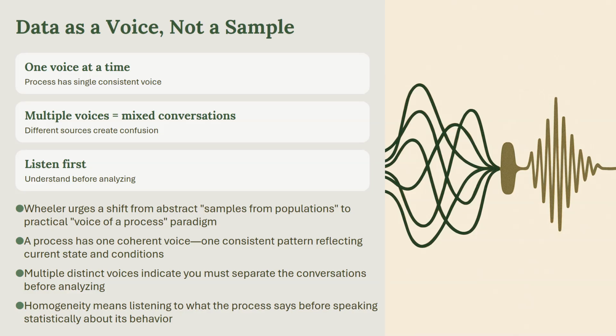A process has one consistent voice. Multiple voices indicate mixed sources, creating confusion. Wheeler urges listening to the process before analyzing. Homogeneity means listening to what the process says before speaking statistically about its behavior.